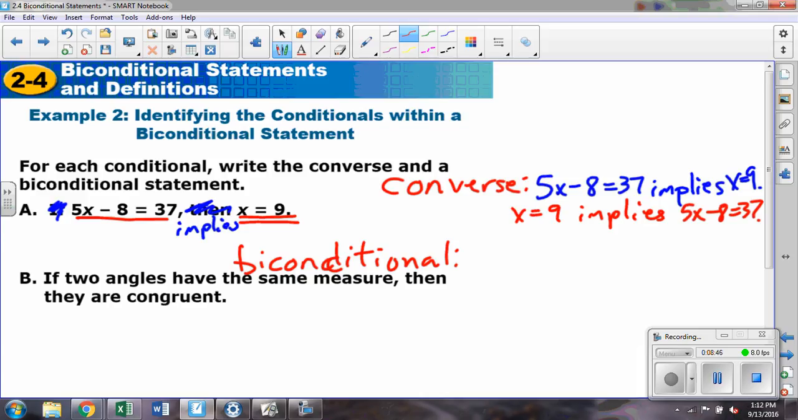For a biconditional, we could actually use either one. We could use the conditional, which I had written in blue. We could use the converse, which I have written in red. And for the biconditional, all we have to switch it out with is if and only if. 5x minus 8 equals 37, if and only if x equals 9.